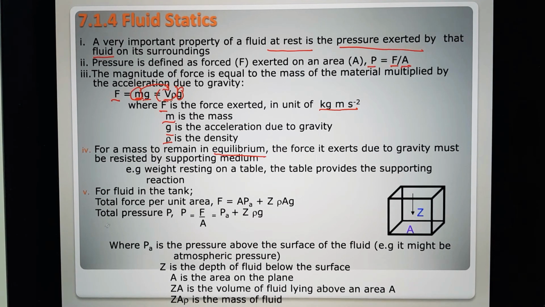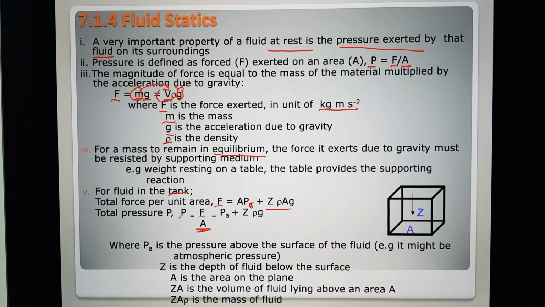Then we move on to the fluid in the tank, for example. The total force F can be calculated as A times PA, where PA is the pressure above the surface and A is the area, plus Z rho A g. Z is the height basically, rho is the density, A is the area, g is the gravitational acceleration. So the total pressure P equals F over A.